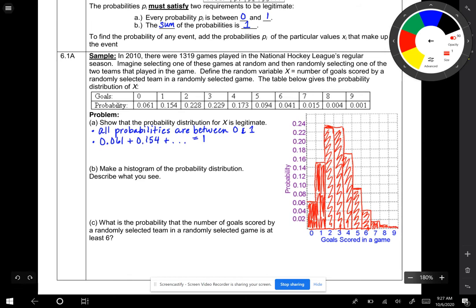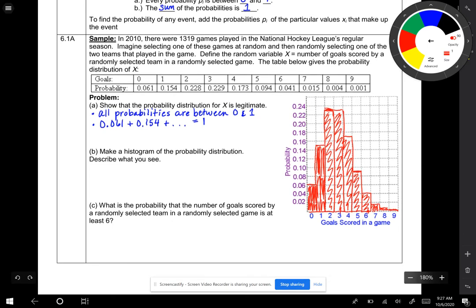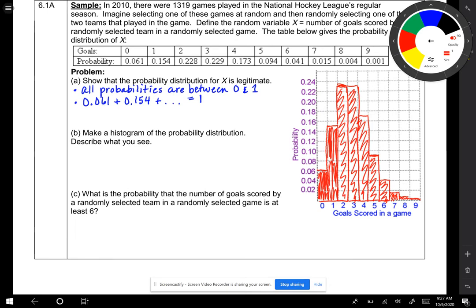There we go. Describe what you see. This is really kind of a good review describing our distribution. So I'm going to write over here: shape, outlier, center, spread. The shape is right skewed. There's no apparent outlier.